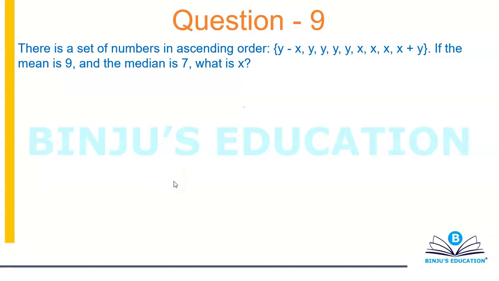Alright, let's try this one. There is a set of numbers in ascending order. If the mean is 9 and the median is 7, what is the value of x?